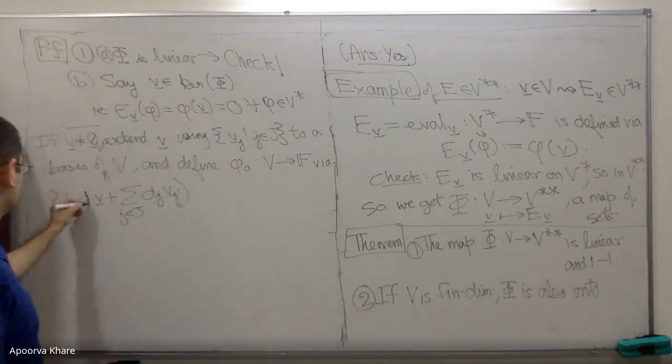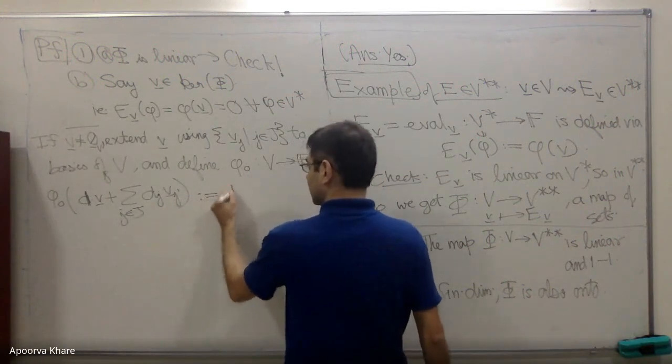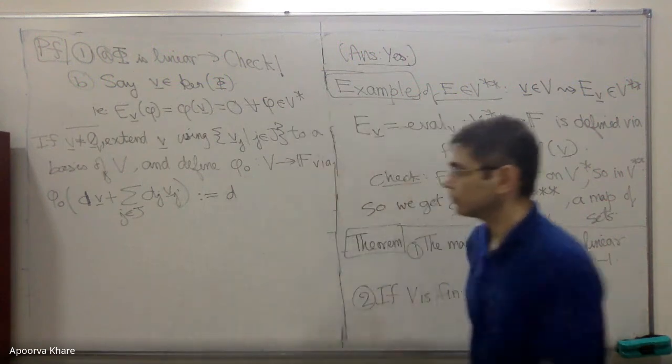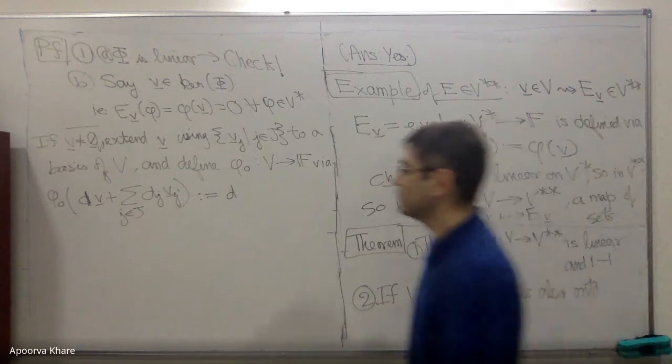And so on, fine. So this thing is defined to be phi naught. The claim is this is a linear function. So claim: phi naught is linear.